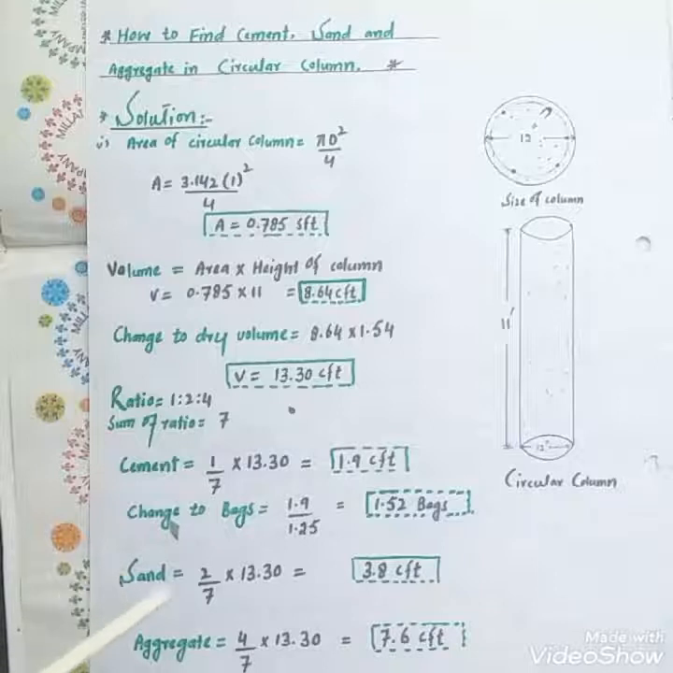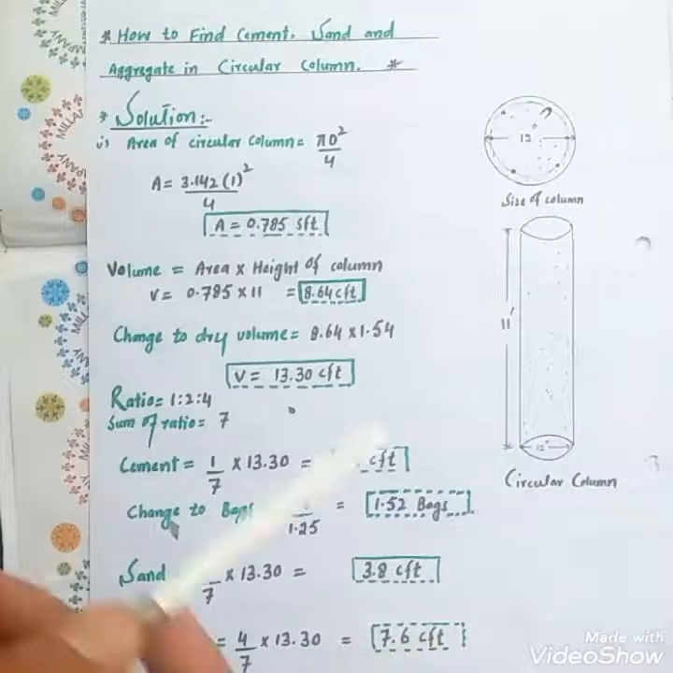Now find the sand. Sand equals 2 divided by 7 multiplied by 13.30, which equals 3.8 cubic feet. The aggregate needed is 4 divided by 7 multiplied by 13.30, which equals 7.6 cubic feet.